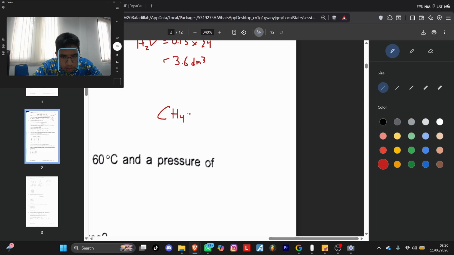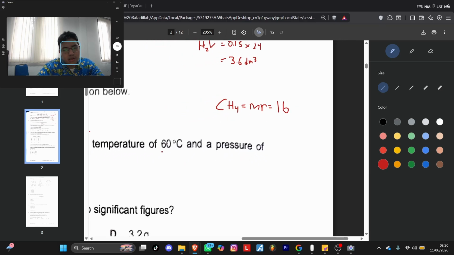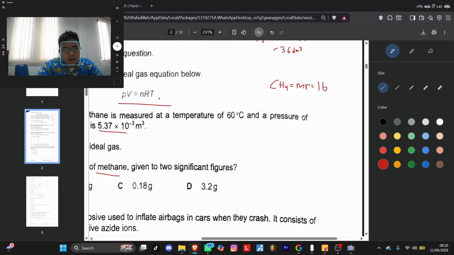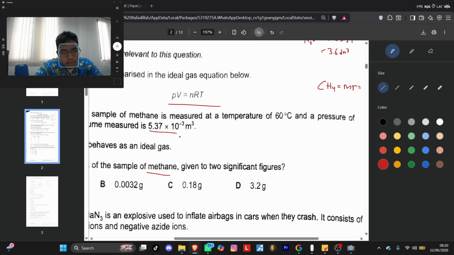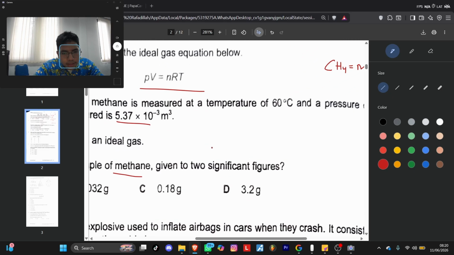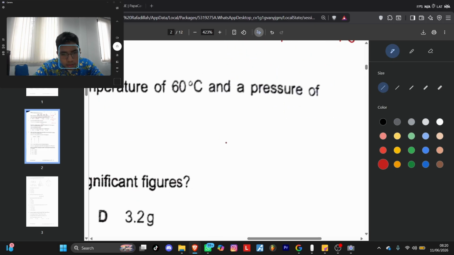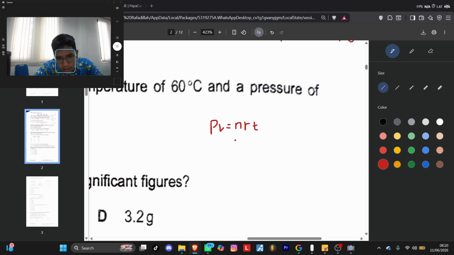CH4, so the Mr equals 16, because C is 12 and 12 plus 4 is 16. So we need to use PV = nRT, the ideal gas equation, to find the grams of methane. So from this we can change the equation to PV equals nRT.